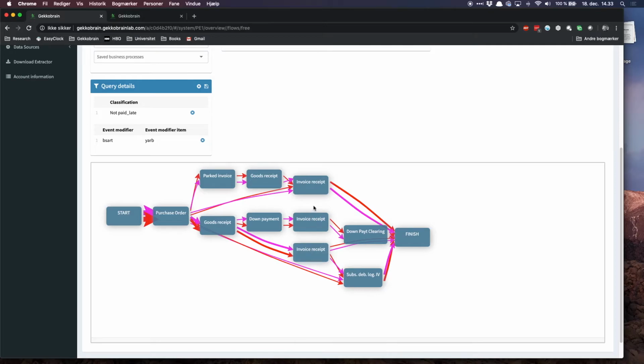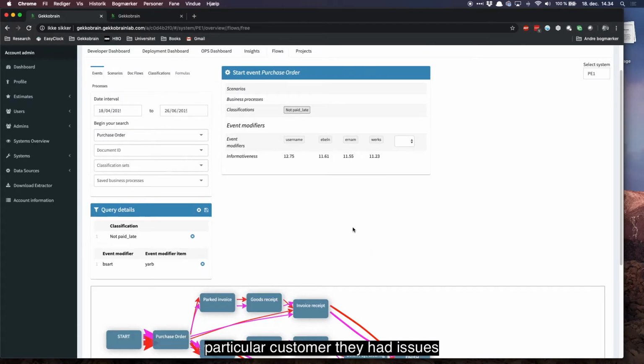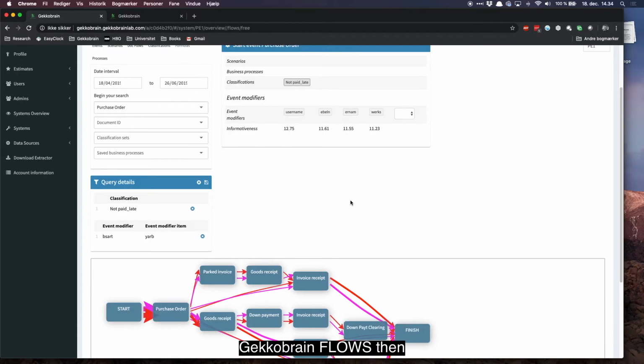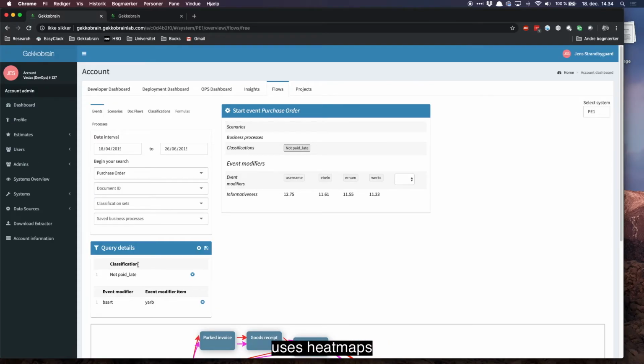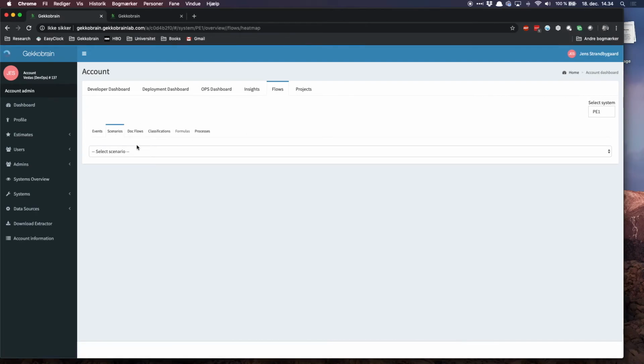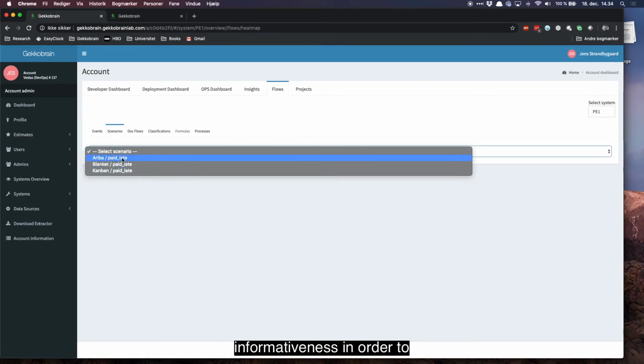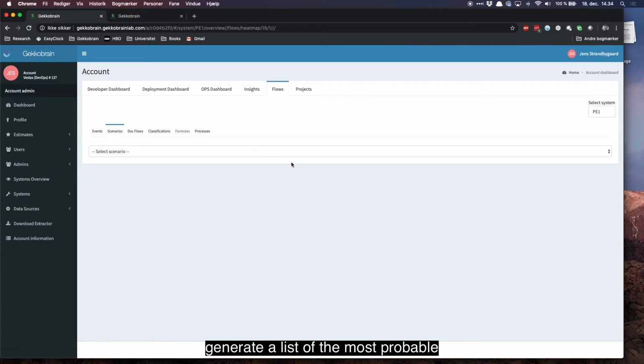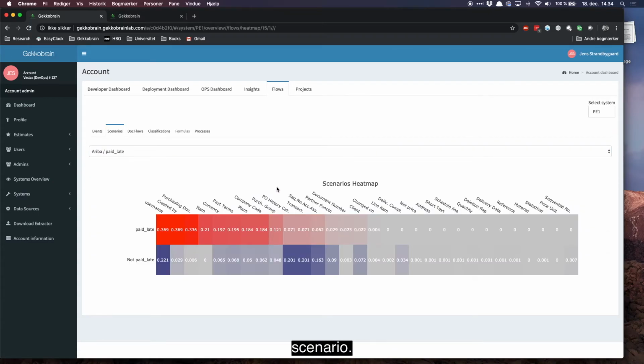before the invoice. This algorithm is designed to help customers troubleshoot their business process, and for this particular customer they had issues with invoices being paid too late. Gekkobrain FLOWS then uses heat maps to analyze all desired and undesired scenarios, which in this case is looking for patterns that describe why certain invoices are paid late. Gekkobrain compares all dimensions on all documents in the two scenarios, looking for point-wise mutual informativeness, in order to generate a list of the most probable descriptors for each scenario.